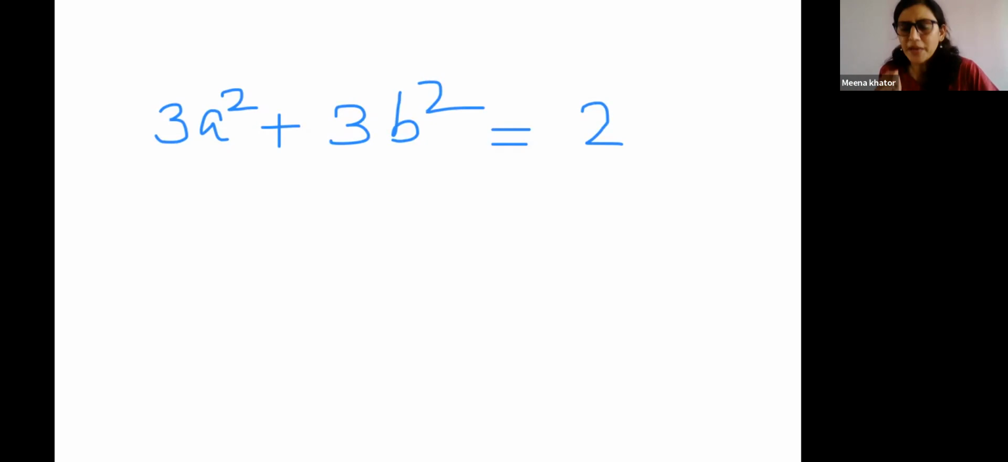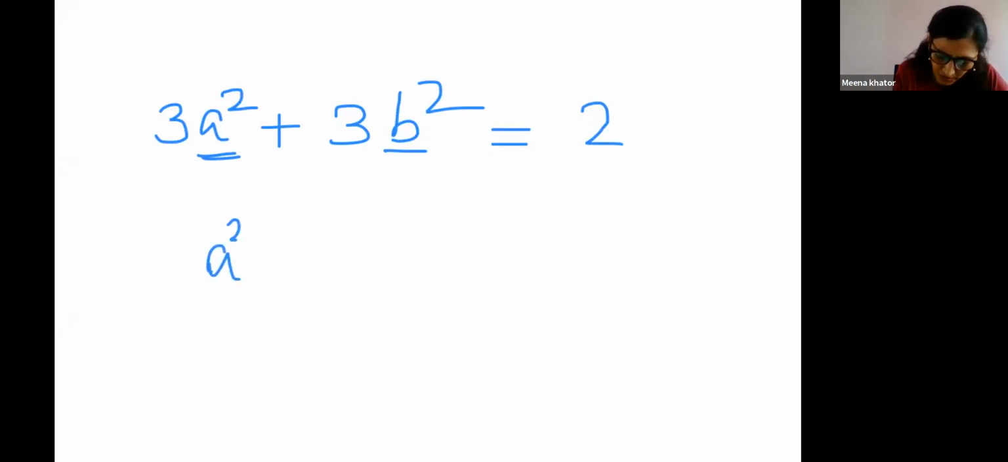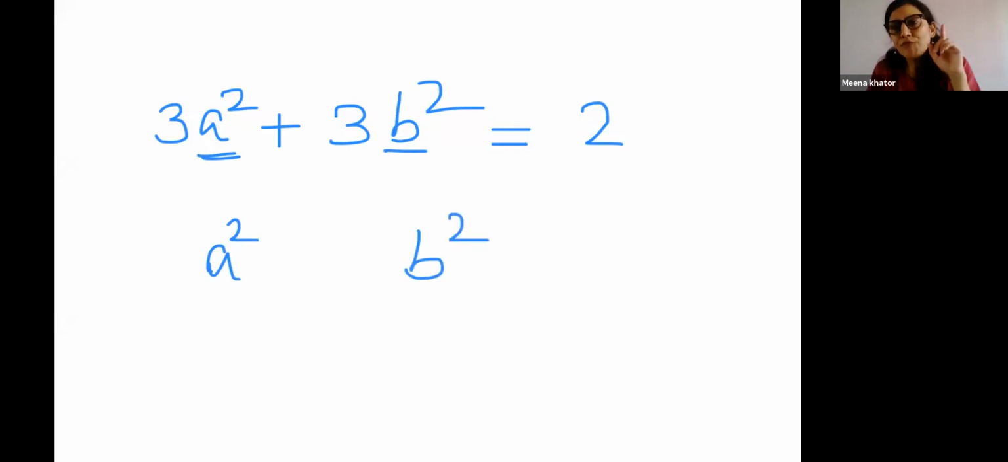Please pay attention here. It is not a linear equation because there are two variables here, A and B, the values of which can change. Now, A is raised to the power 2. I write it separately here, A square, and this B is also raised to the power 2. So when the variables are raised to any power other than 1, it is not a linear equation.